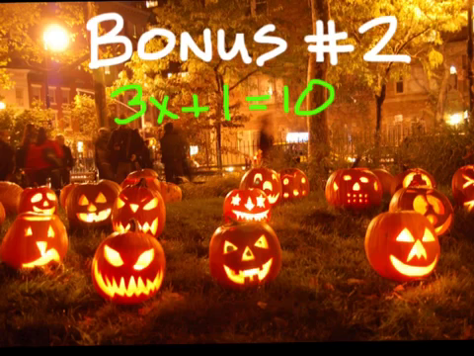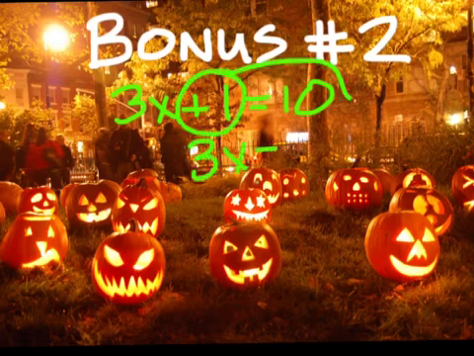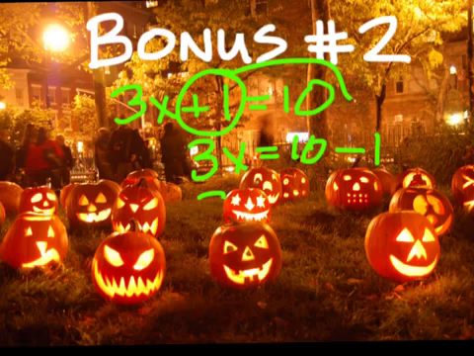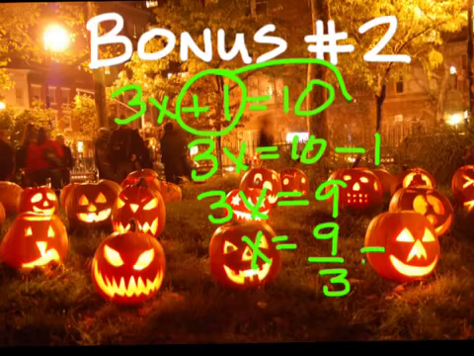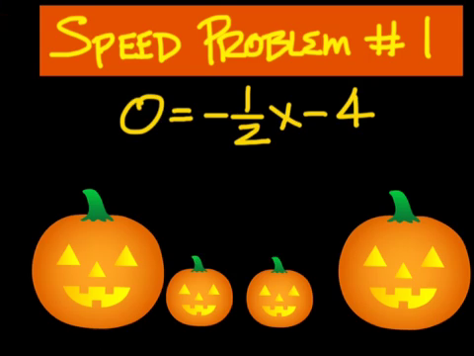Here's another bonus. You move this over to this side, it becomes minus. So 10 minus 1 is 9. And then you divide 9 by 3 to get 3. To the first 6 people.